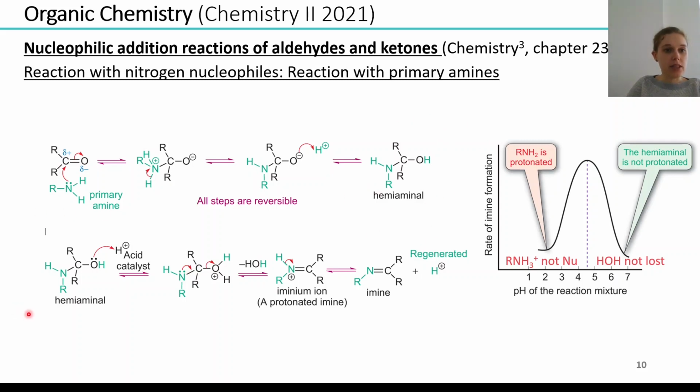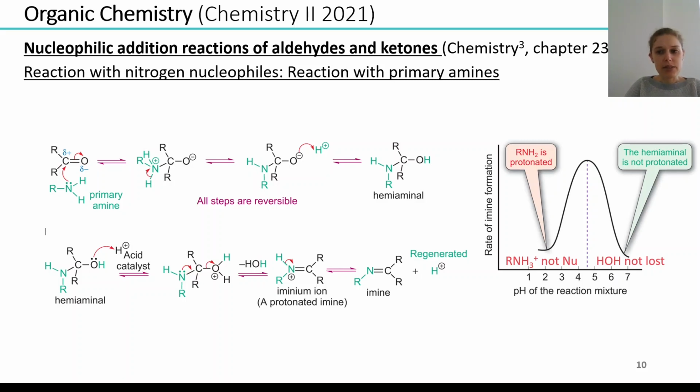And in the second part, we start with the protonation of the hydroxide group of the hemiaminal. Then this intermediate releases water, and an iminium ion is generated. In the final step, the proton from this iminium ion is released, and hereby the acid catalyst is regenerated, and we form our product, the imine. And again, all steps are reversible. To force the equilibrium to the side of the imine, a drying agent is usually added.